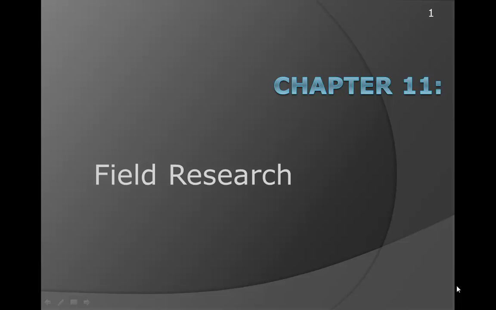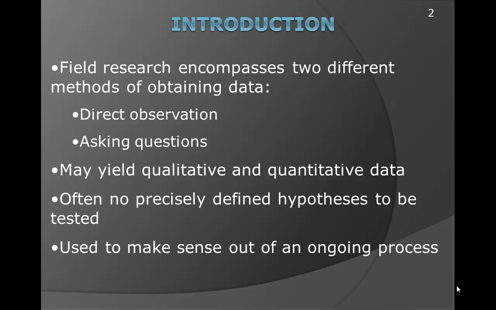This week we are going to cover another method for data collection. This entire unit we're basically covering the different areas: surveys, qualitative interviewing, and this week this topic is field research. Field research really encompasses two different methods of obtaining data. You're either making direct observations or you're asking questions. Sometimes it can be quantitative data, so that's data that's appropriate for statistical analysis, and sometimes qualitative data. These are observations that are not easily reduced to a number.